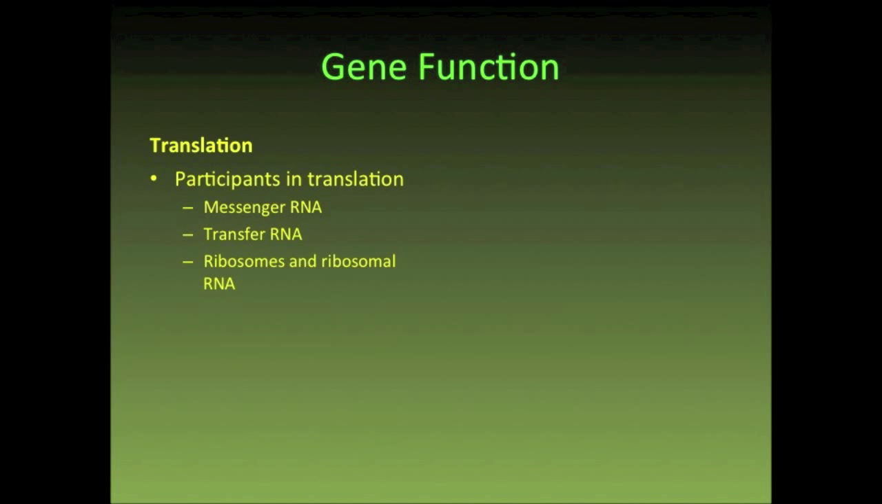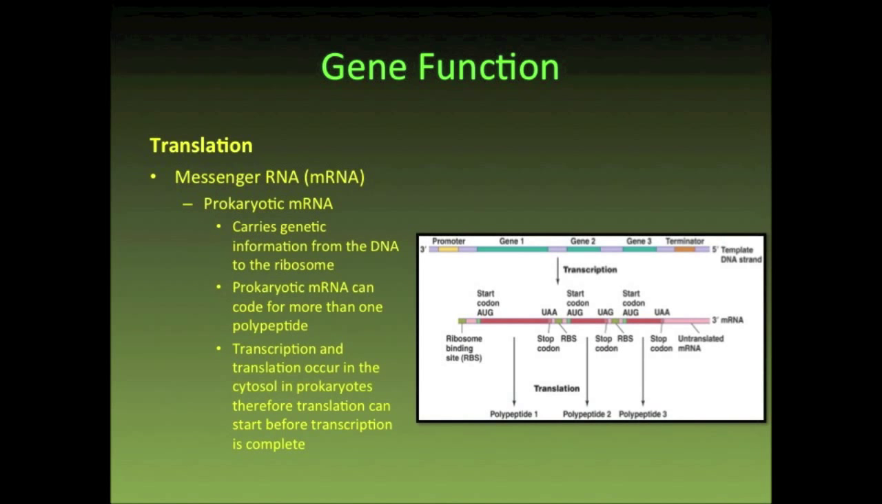Translation requires several forms of RNA as participants to complete the process. Let's examine the role of messenger RNA, transfer RNA, ribosomes, and ribosomal RNA in the process of translation. Messenger RNA molecules are the form of RNA that carries the genetic information for the order of the amino acids of the protein to be synthesized.